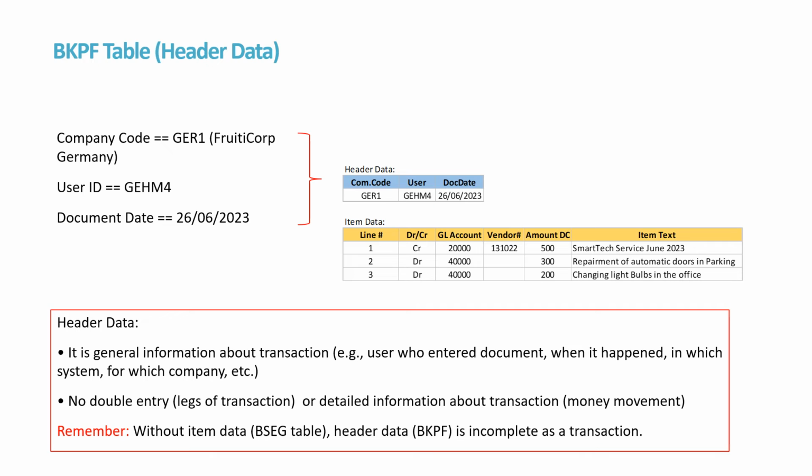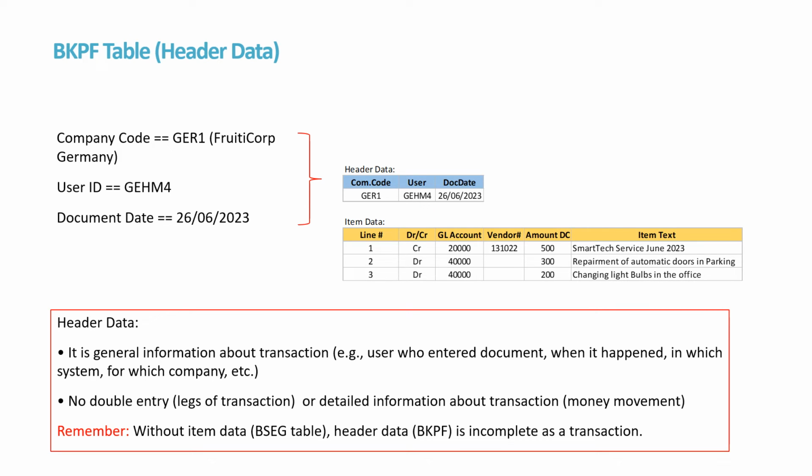We know that Fruity Corp Germany company code in our SAP system is GER1. The user, let's say the finance worker who posted this transaction, has an SAP user ID. And the transaction date, which is represented by the document date field, is 26/06/2023. This information is general and it's called header data and stored in the BKPF table. And it goes without saying that there are many more fields in BKPF. We just selected a few of them, for example.